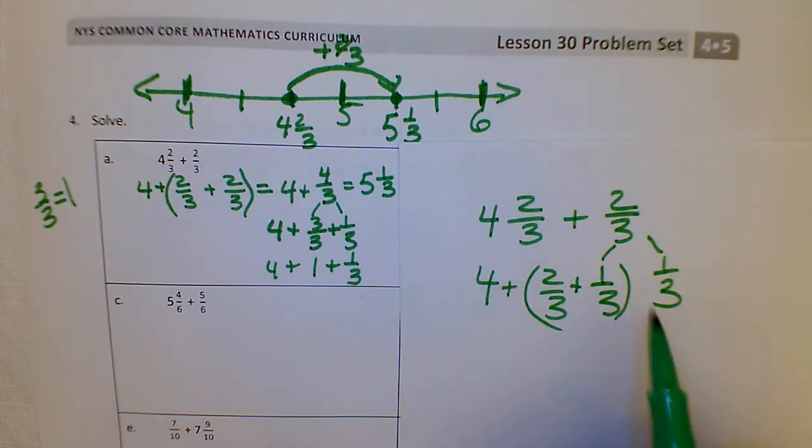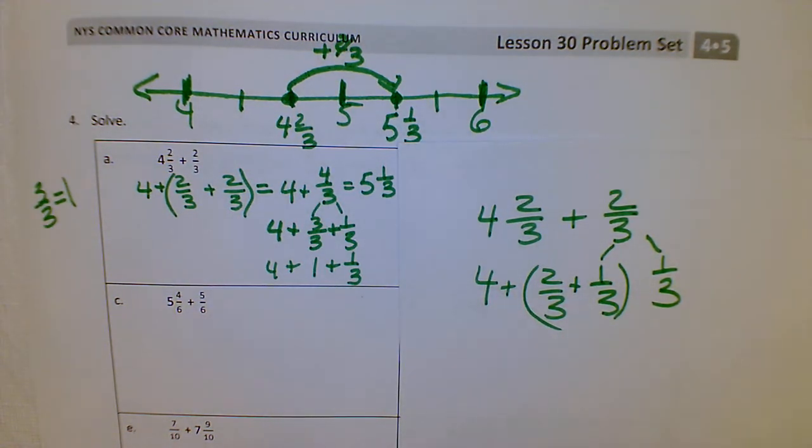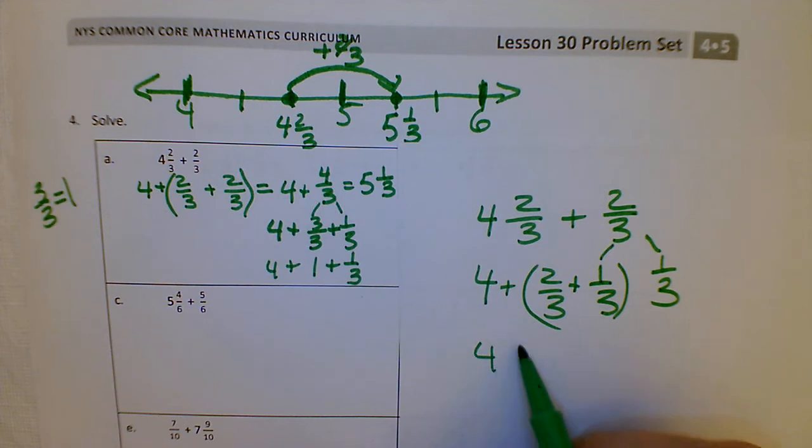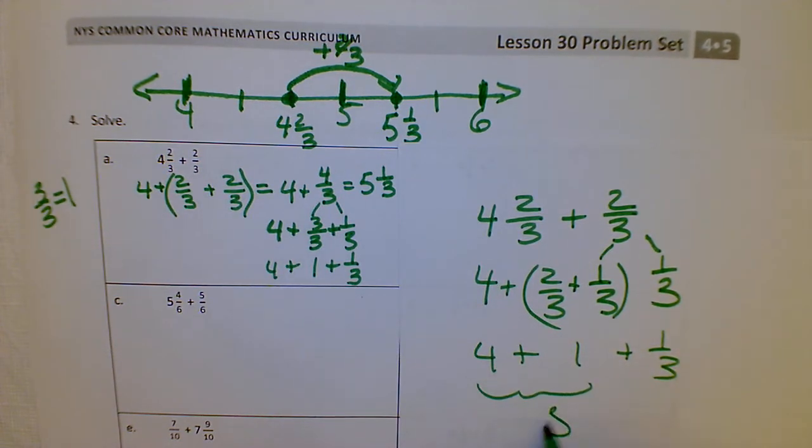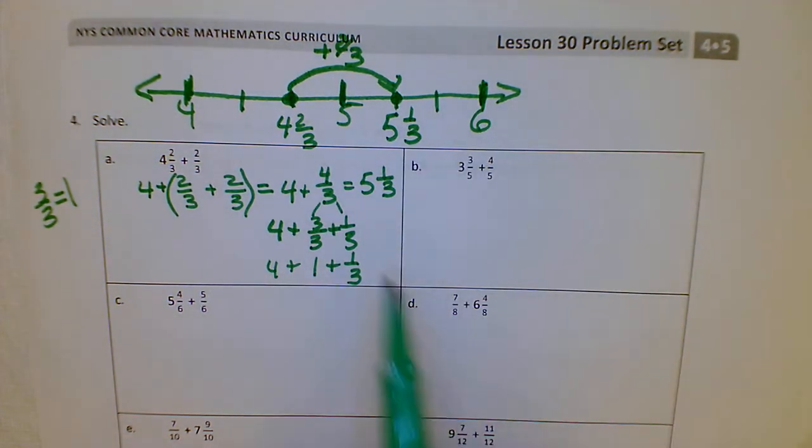If this is confusing you, don't stress over this, seriously. So then I'd have 4 plus 1 plus 1/3, and I'd end up with 5 1/3. But again, you don't have to do it this way. I think that most of you are going to be comfortable doing this way. For today, whatever way works for you.